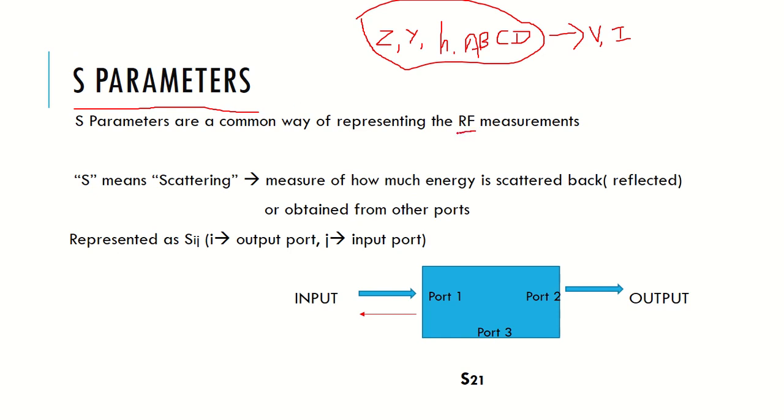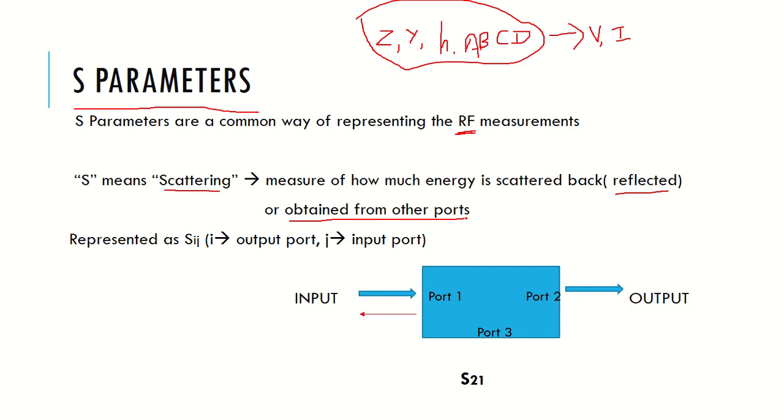S parameters are how we are going to make RF measurements, and S stands for scattering. They tell me whether the wave is going to be a reflected wave or whether I'm going to measure the wave which is obtained from the other output ports. Are you clear? I'll just repeat once again.